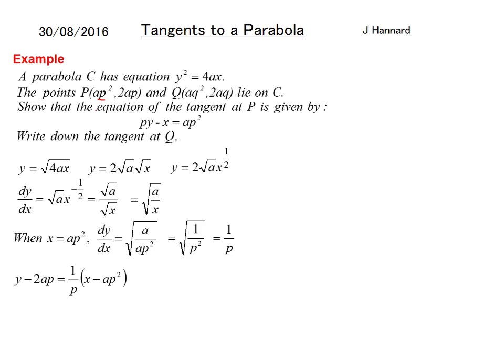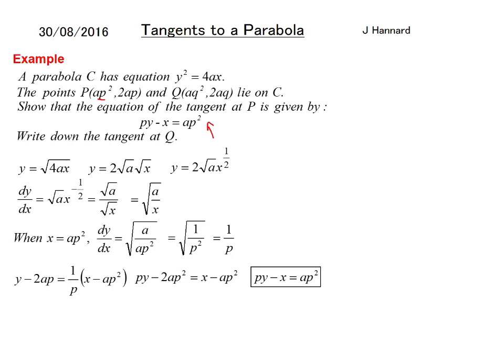y minus b equals m times x minus a, put in the numbers, times throughout by p, you end up with that. Have one eye on what the examiner wants to see, and he wants to see a negative x, so you just take it over the other side and you take the ap squared over, and you end up with what the examiner wanted, py minus x equals ap squared.